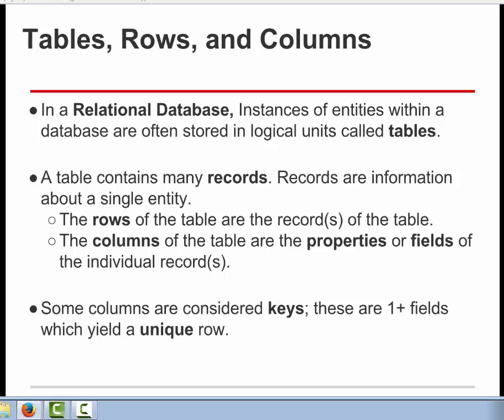In a relational database, some columns are considered what we call keys. These are one or more fields which tend to yield a unique row. We use keys for such things as searching and matching when we're looking for specific records.